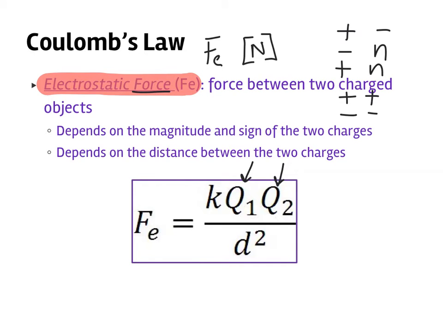For example, if it is the rod and the pith ball, let's say the rod is negatively charged, and since we're talking about charges, let's make the pith ball positive. The rod could be considered Q1, and the pith ball could be considered Q2. So it's an interaction between two charges.